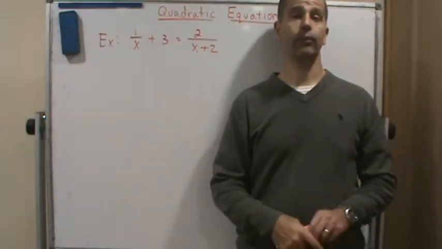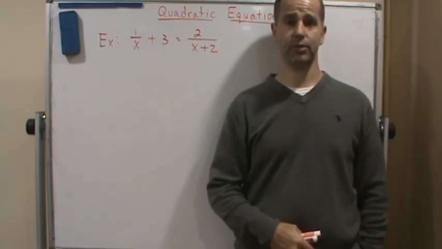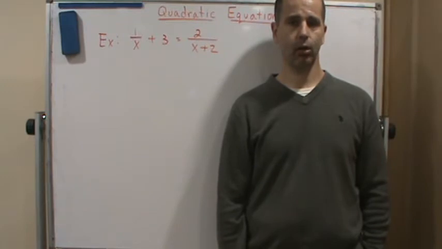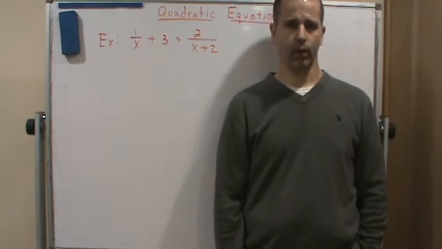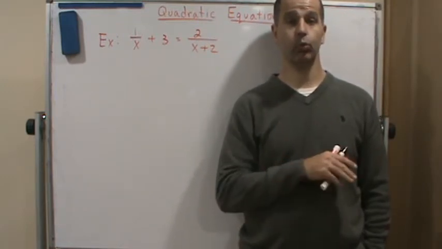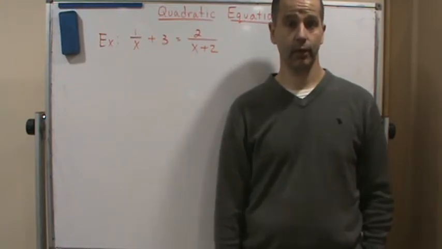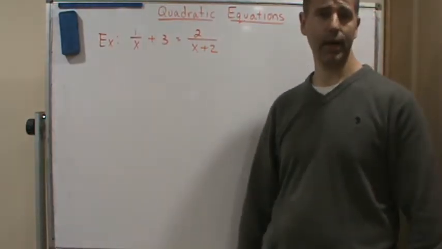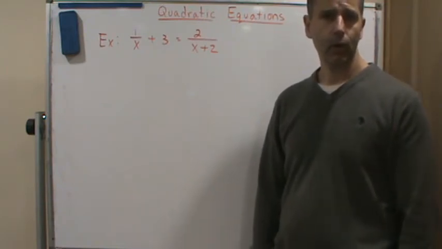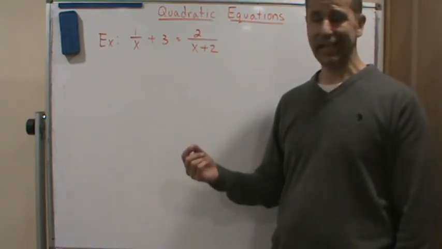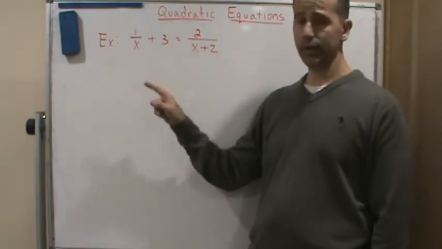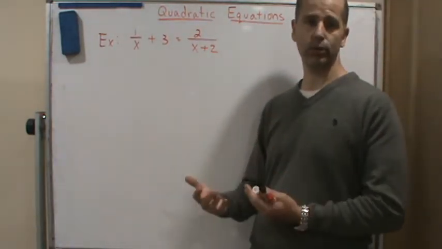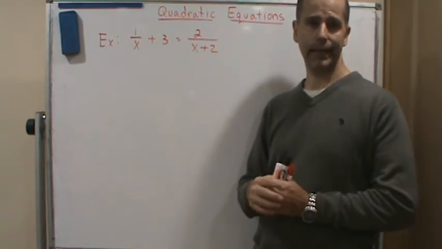Okay, so in this video we're going to ask the question, what do we do if we have fractions in our quadratic equation? Well, the first thing we need to do is get rid of the fraction. So we're going to multiply through by the least common divisor. The least common divisor is the key. And how do you find it? By finding the least common multiple of the bottom.